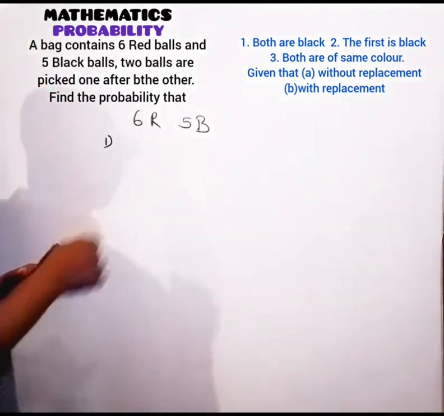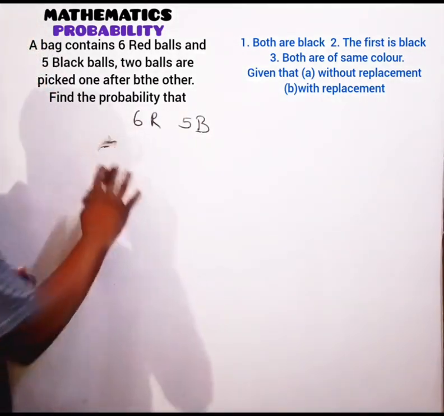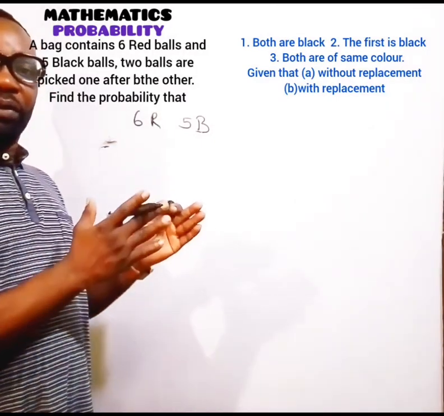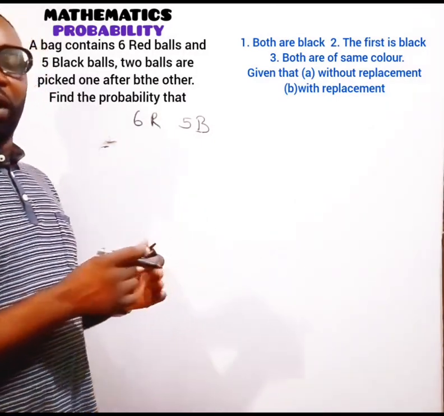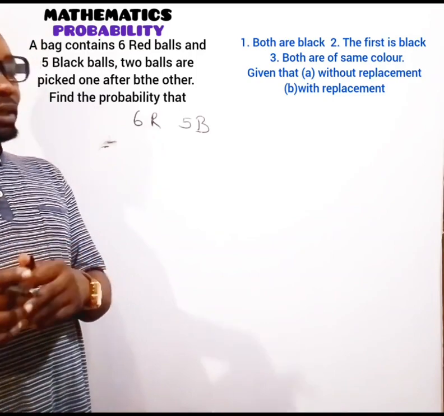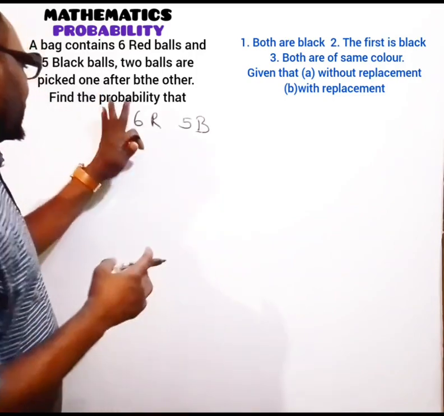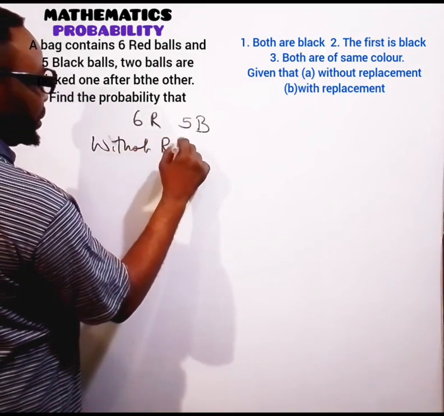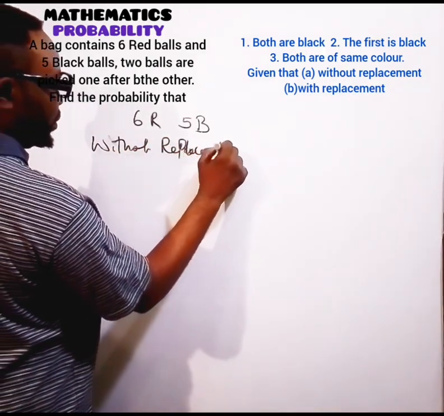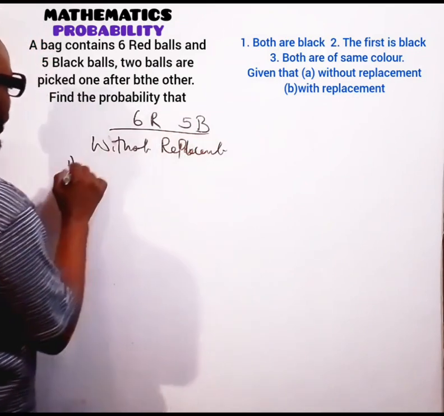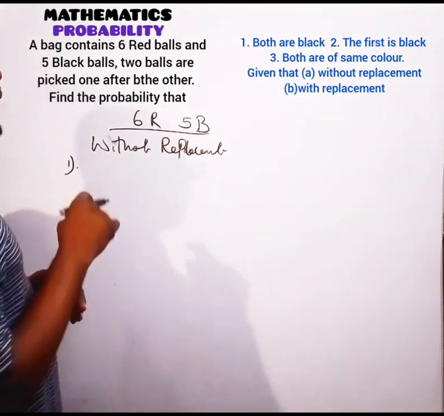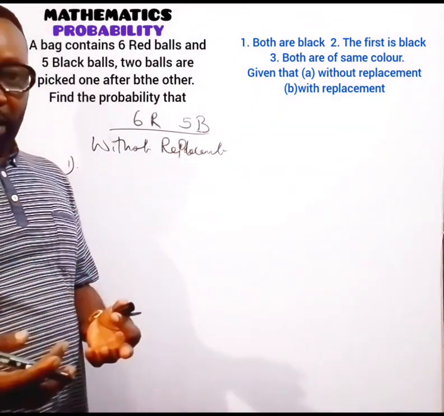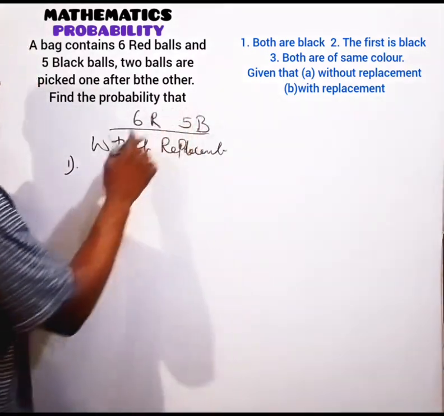Now, to answer the first question, we are going to split the question into 2 parts. We are going to have the part of without replacement, and we are going to have the part of with replacement. Now, without replacement. For the first question, it says 2 balls are picked. Probability of obtaining both are black.